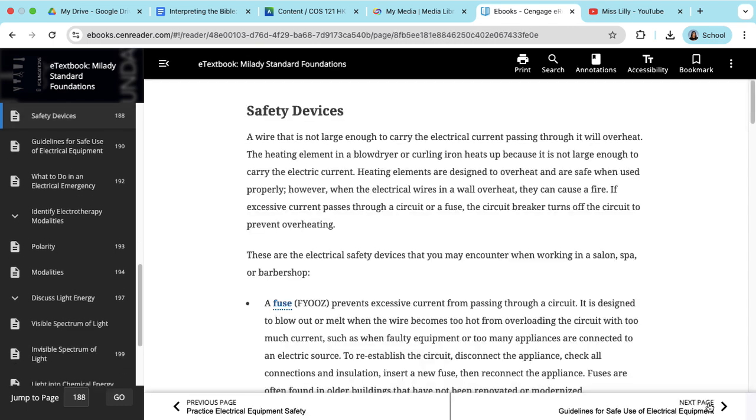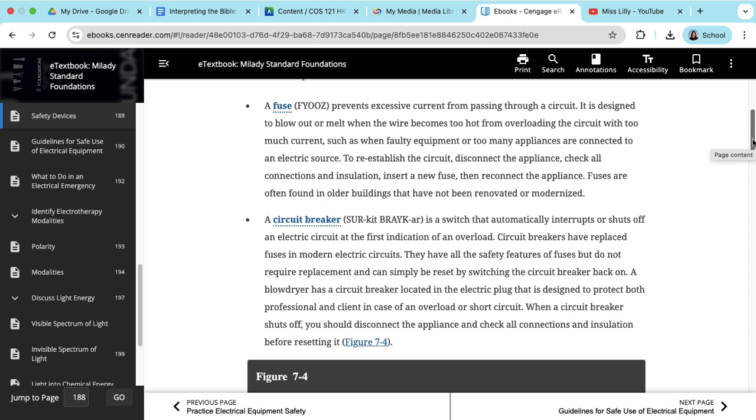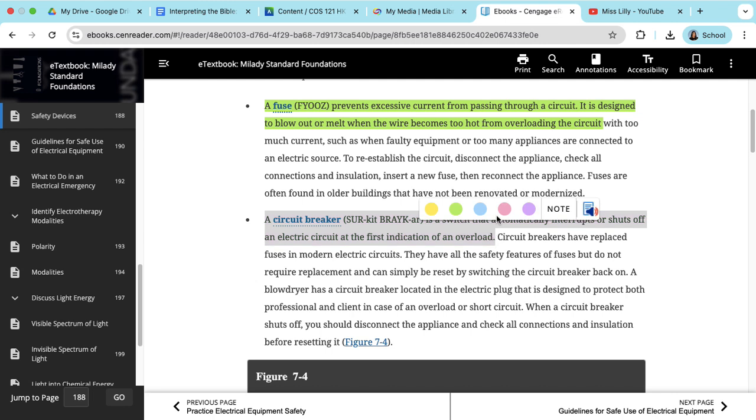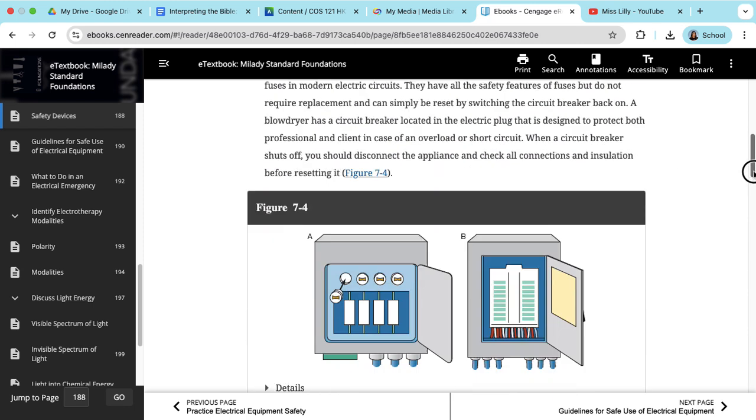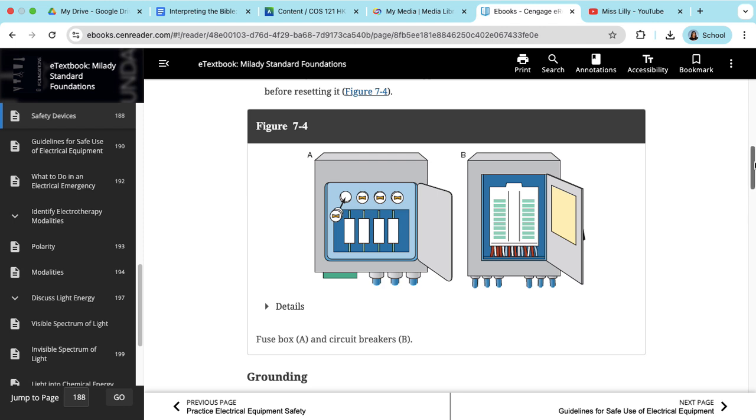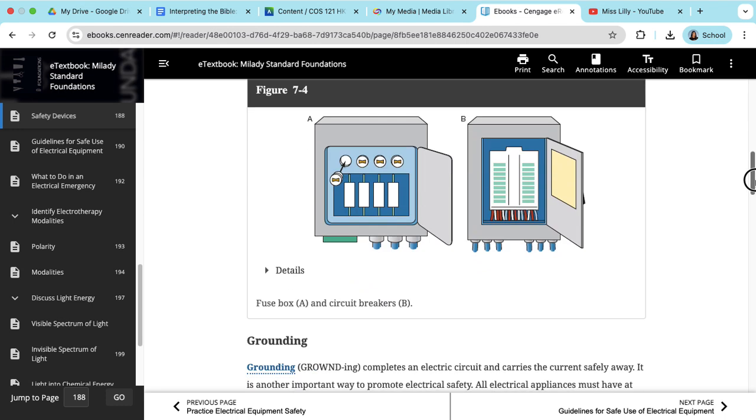So, safety for our equipment. We need to know what a fuse is and a circuit breaker. A fuse prevents excessive current from passing through the circuit. It is designed to blow out or melt when the wire becomes too hot from overloading. A circuit breaker is a switch that automatically interrupts or shuts off an electric circuit at the first indications of overload. And here we have pictures. The first one is the fuse, and the second one is the circuit breaker.